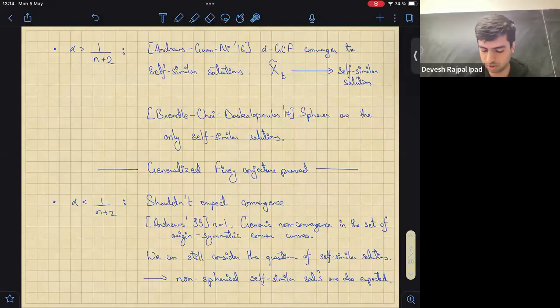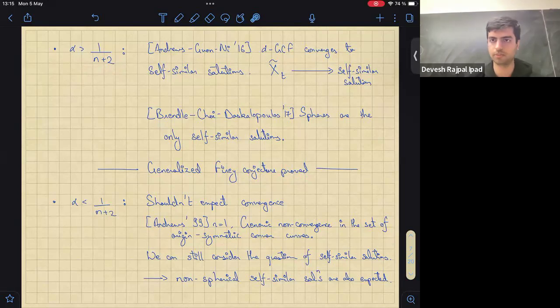Self-similar solutions are more like a static problem. You're solving an elliptic PDE, and this was done using maximum principles mostly. All right, so this finishes the generalized Firey conjecture, which was that for powers bigger than 1 over n plus 2, our flow converges to spheres, and the self-similar solutions are spheres.